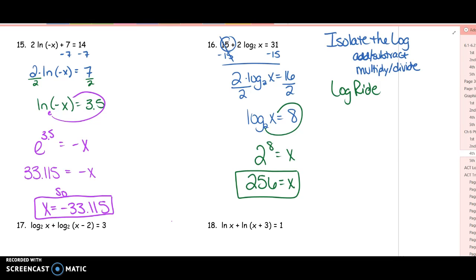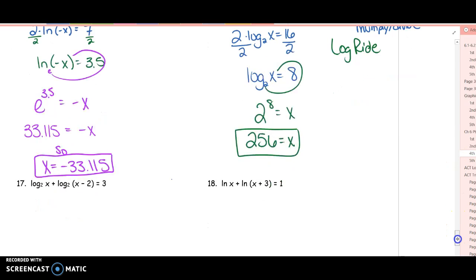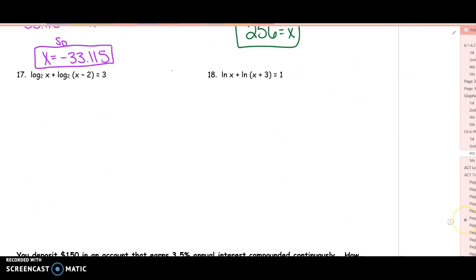And if that equals negative x, then negative 33.115 would be positive x. How do you feel about 15 and 16? Okay, let's move on to number 17. We are probably going to skip number 18, just so you know.